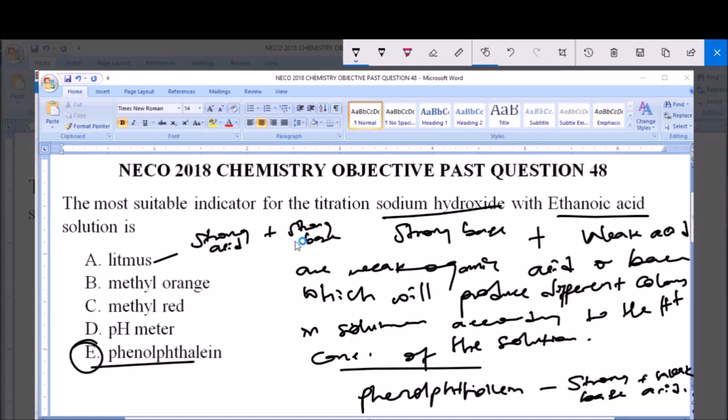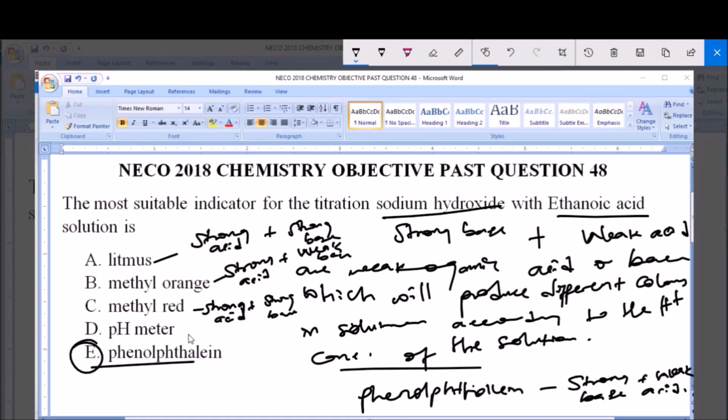B says methyl orange. Methyl orange is used for a strong acid and a weak base. C says methyl red. Now methyl red can be used for a strong acid and a strong base. D is pH meter. Now pH meter is not an indicator.